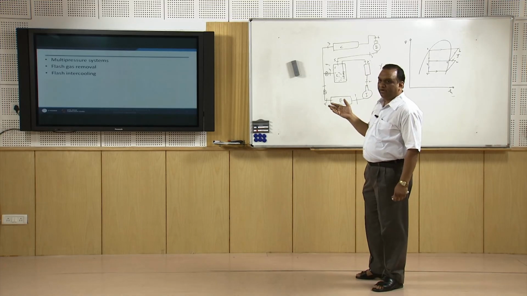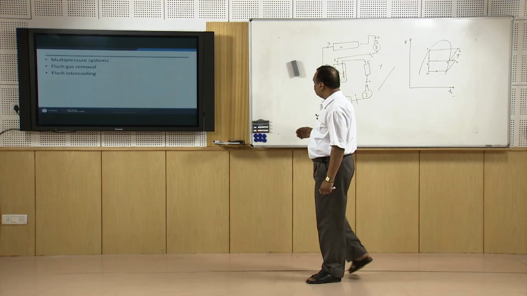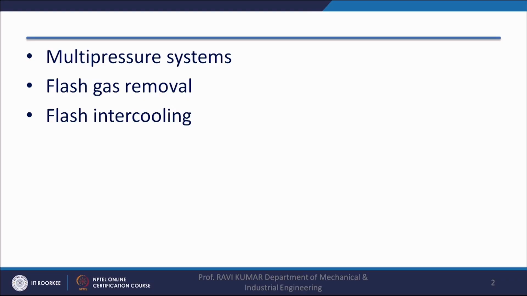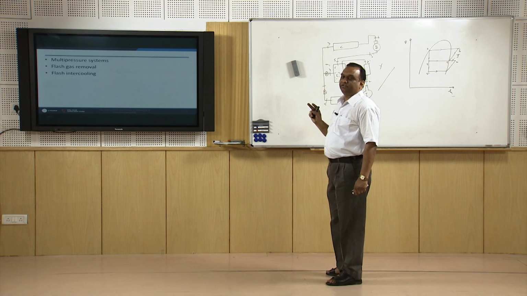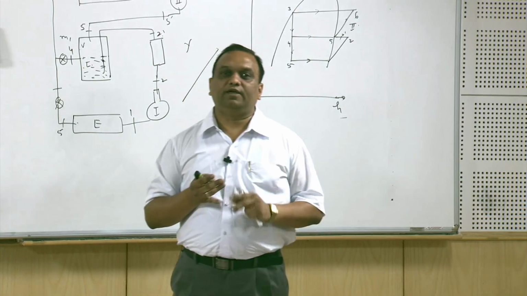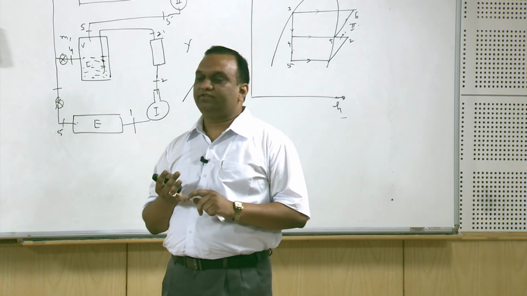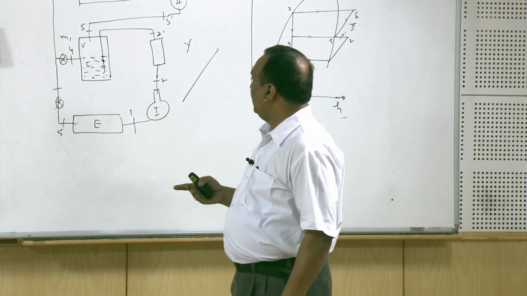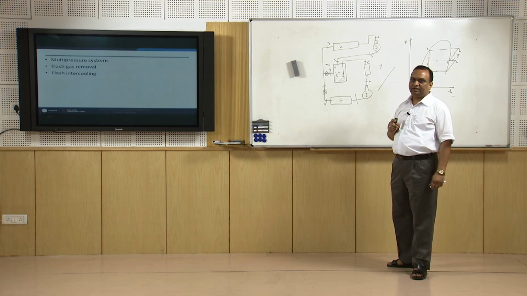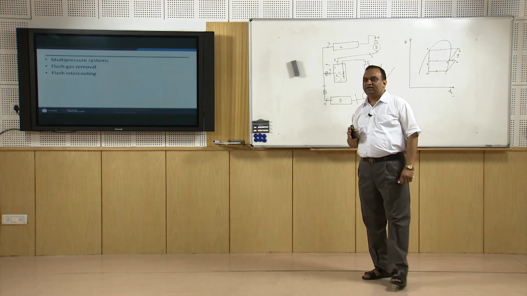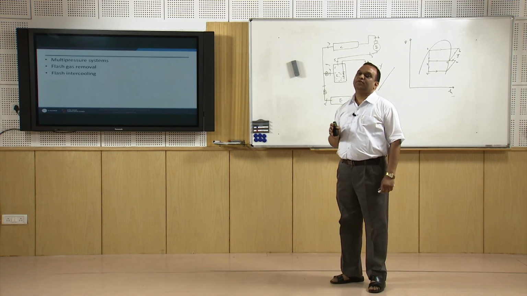So we have covered today the multi-pressure systems, the flash gas removal system, how the flash gases are removed from the system, and the flash intercooling system. Because in a multi-stage system there are 2 types of cooling system, the water intercooling system and the flash intercooling system, and in the case of ammonia refrigerant we can apply both types of systems. Now, in the next lecture we will start with multi-evaporator systems.